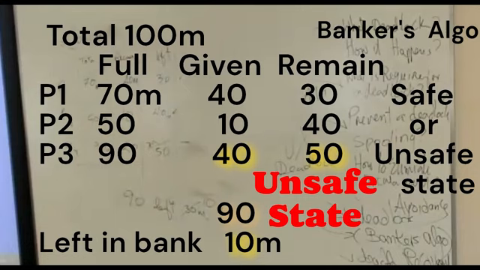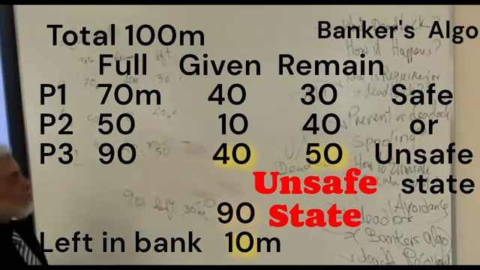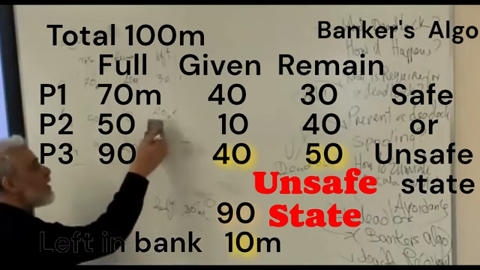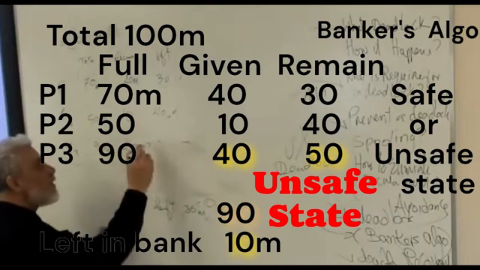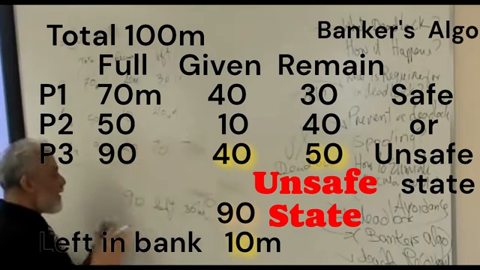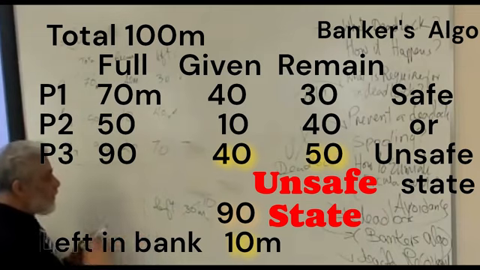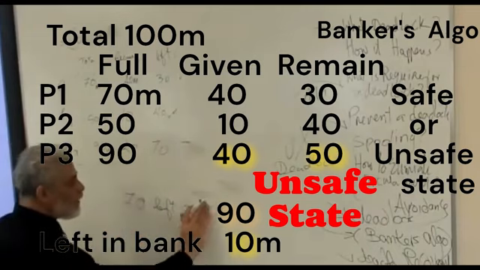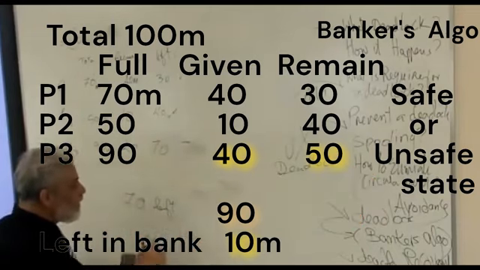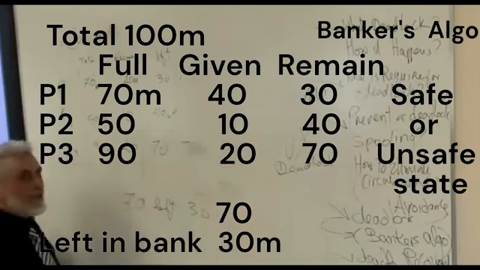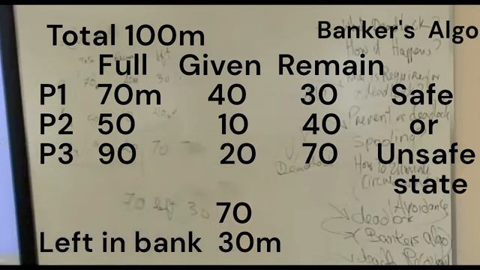And therefore, this is why we avoid it. It's called avoiding. If this guy comes up and says, can I have 20? We say, no, sorry, we cannot give it to you. Why? Because if we give it to you, our system will go unsafe. So we're going to bring the system back the way it was. We have 30 million, and we cannot give you the money that you asked for.